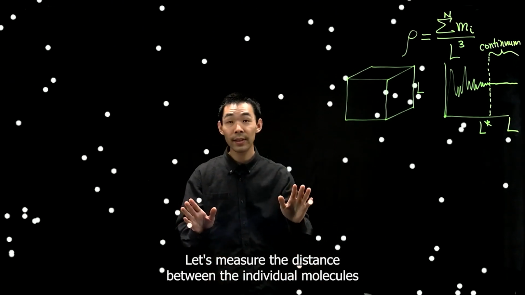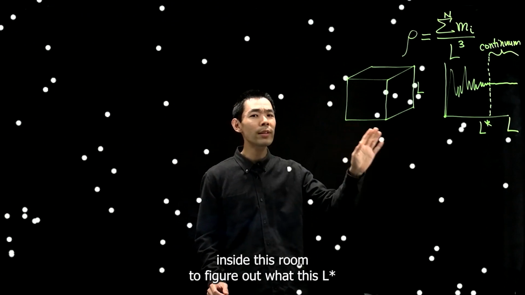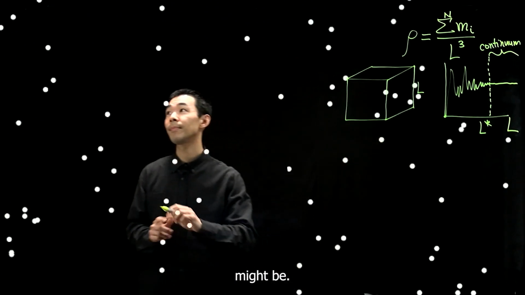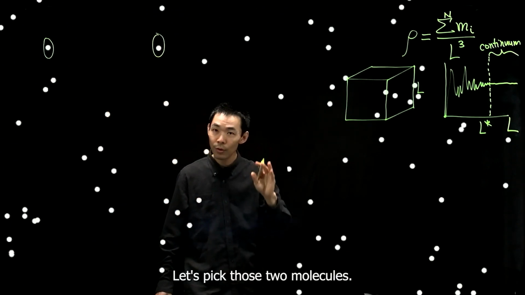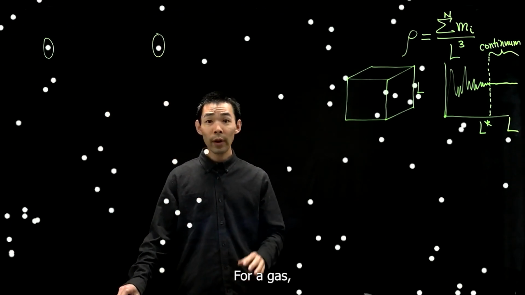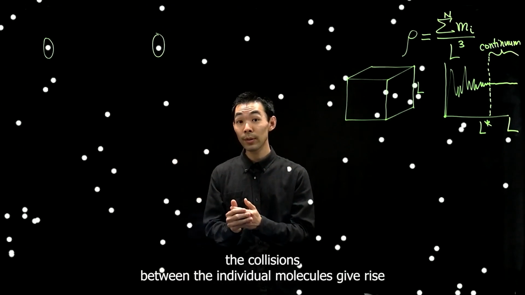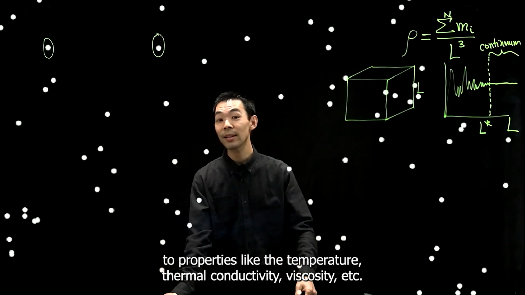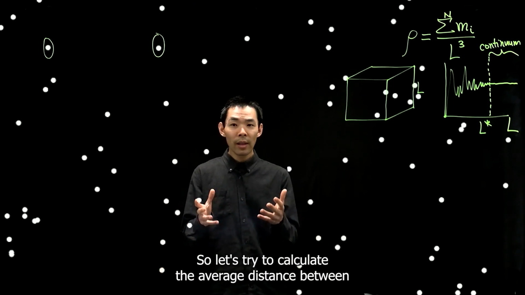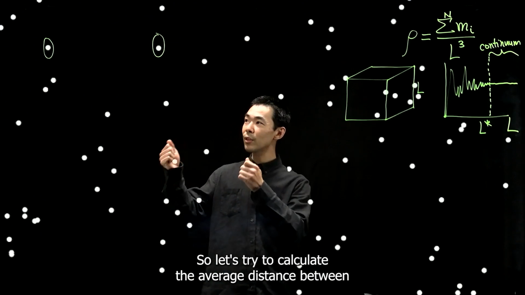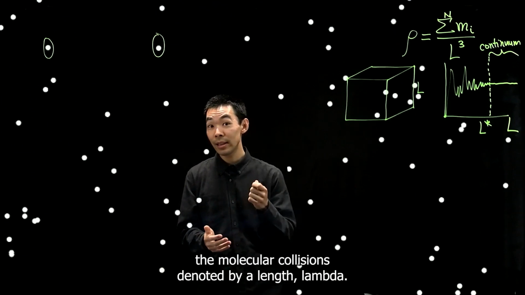Let's measure the distance between the individual molecules inside this room to figure out what this L star might be. Let's pick those two molecules. For a gas, the collisions between the individual molecules give rise to properties like the temperature, thermal conductivity, viscosity, etc. So let's try to calculate the average distance between the molecular collisions denoted by a length lambda.